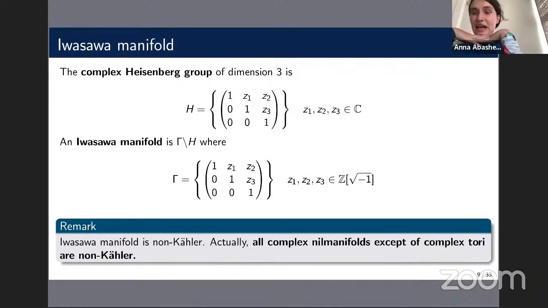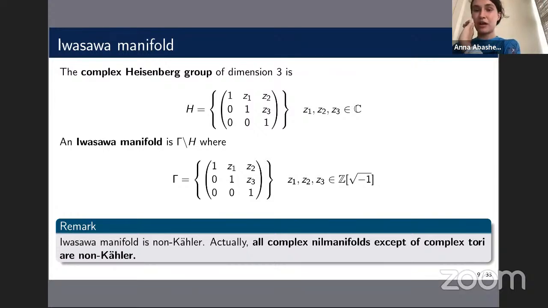Here is a basic example of a nilpotent Lie group. The complex Heisenberg group here is of dimension 3. It is a group of upper triangular matrices with ones on the diagonal, and their coefficients lie in C. How do we construct a lattice in this group? We take a quadratic lattice in C. By a quadratic lattice, I mean Z[√-1]. And we consider the subgroup of matrices whose coefficients lie in this quadratic lattice. Then we take the quotient, and this quotient is called an Iwasawa manifold.